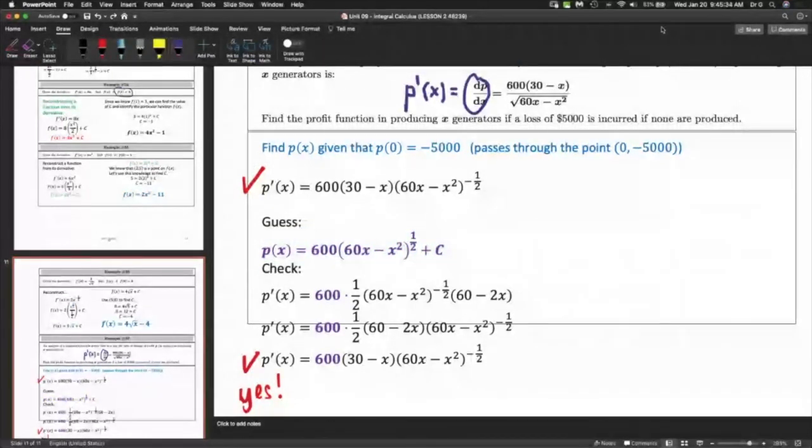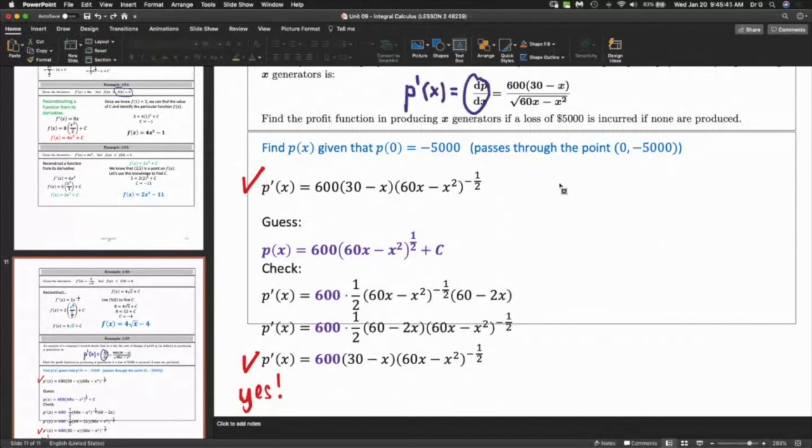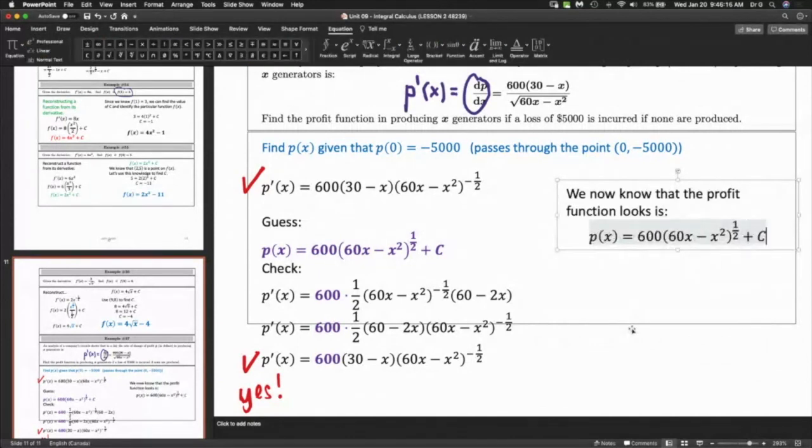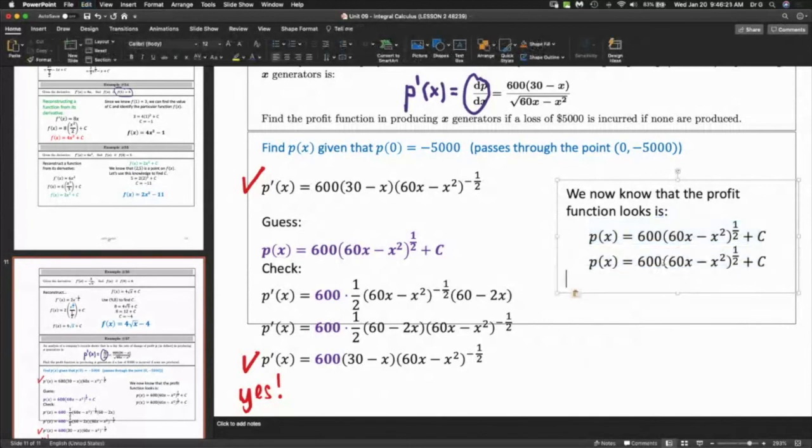But now we're going to actually get a particular value for that. So let's finish the question over here. So we now know that the profit function looks like this. I'll take an extra line of writing here, and I'll rewrite this as a square root. You don't have to do this, but the reason I'm doing it is it looks a little bit nicer when I plug numbers in. That's all.